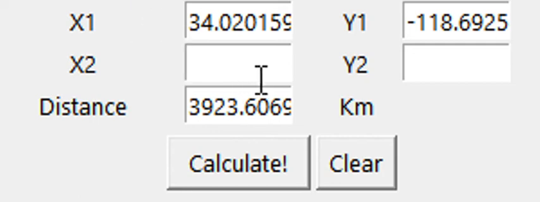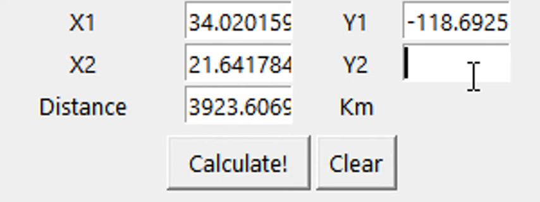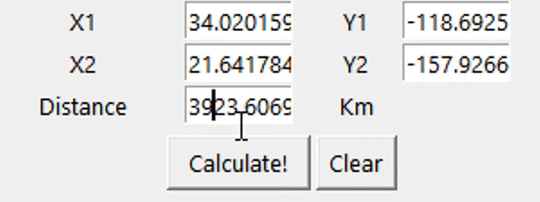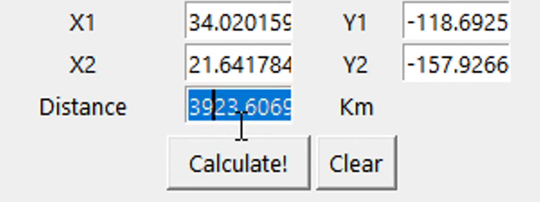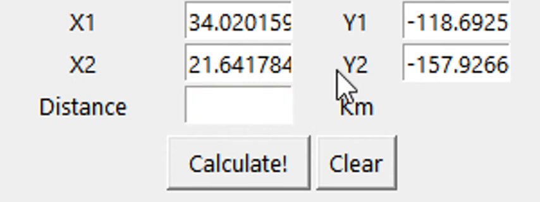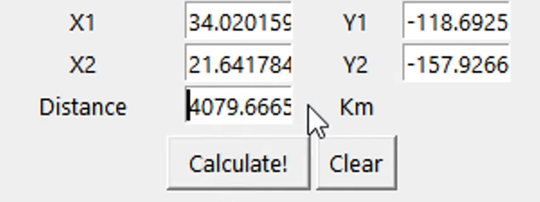Laie, Hawaii, right here, which is 21.64 degrees north, and 157 degrees west. So that means it's much closer to the eastern hemisphere line, going west. So now we're going to recalculate this. Now this is wrong. I don't have to actually erase this, but I am going to anyway. Alright, so this is Los Angeles to Laie, and 4,000 kilometers.